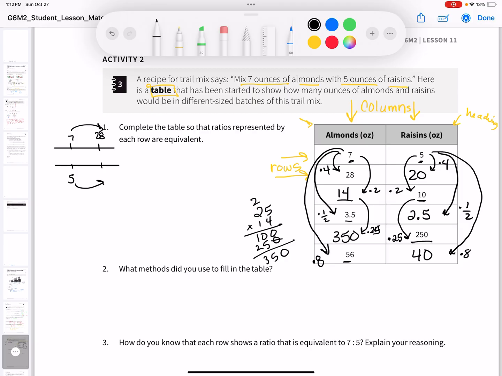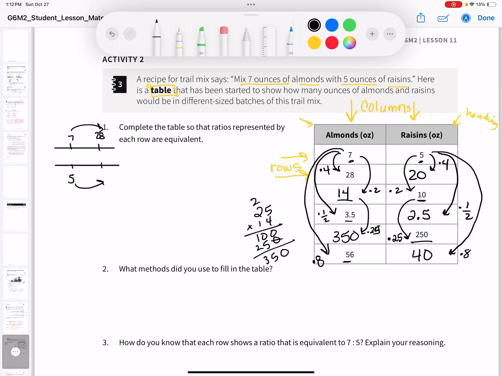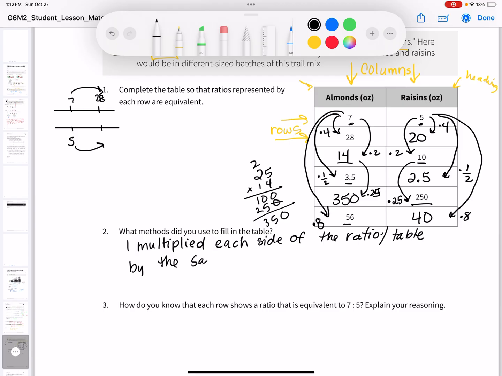Well, I just multiplied each number by the same number that's non-zero, because it can't be 0 because anything times 0 is 0. So that doesn't really help us. So I multiplied each side of the ratio, or the table, right, by the same number.